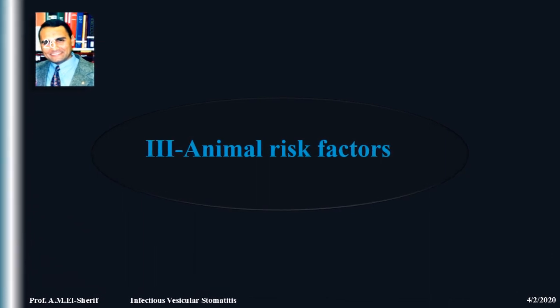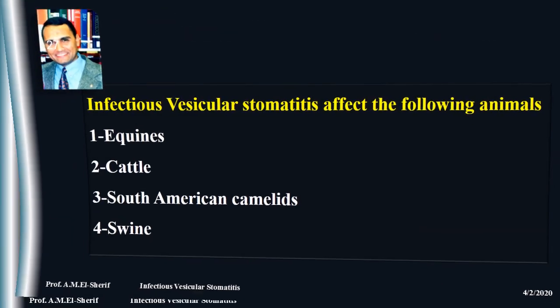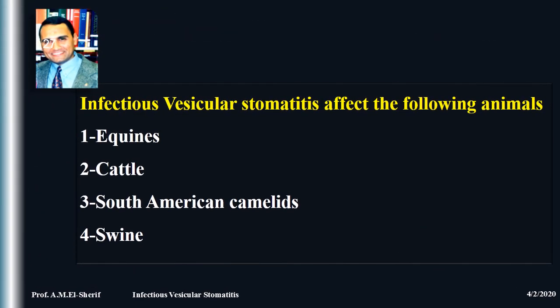Animal risk factors of infectious vesicular stomatitis. Infectious vesicular stomatitis affects equines, cattle, South American camelids, and swine.